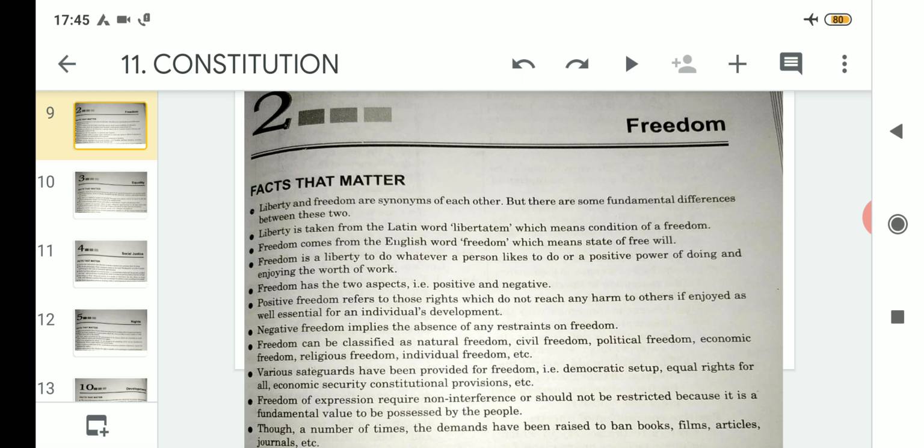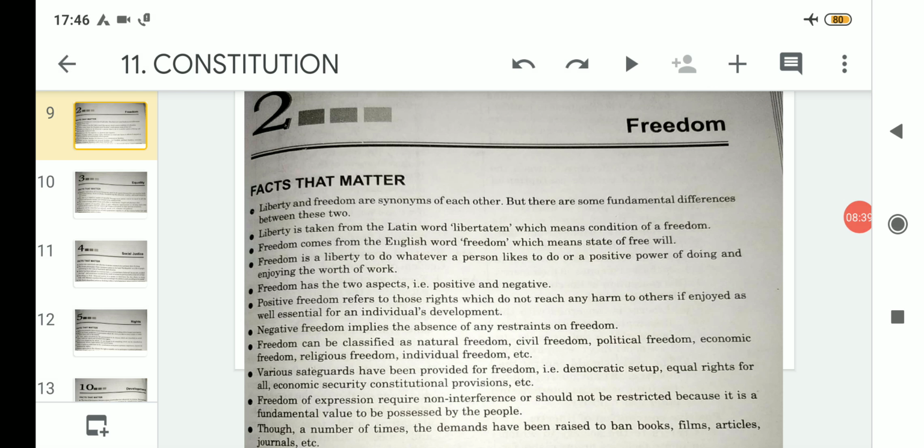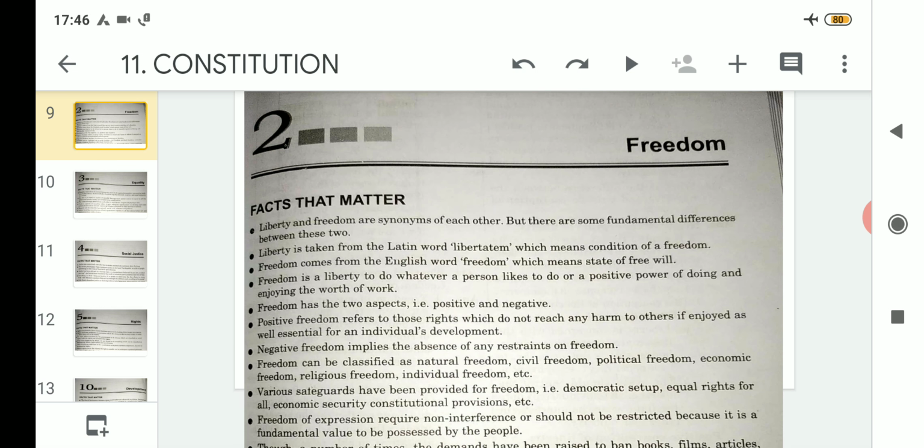All should have equal freedom of expression, and it should not be restricted simply because it is a fundamental value to be possessed by the people. It is to be given. It should not be restricted or interfered with by anyone, because this is one important aspect in a democratic country. When everyone expresses whatever he or she thinks about the government's work or about anything else, this should be given value and should not be interfered with or restricted. Everyone has the right to say in a democratic country, like India. So this is one very important aspect of the freedom. Clear?